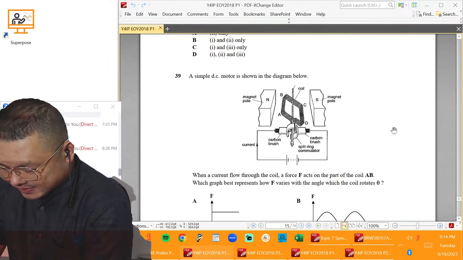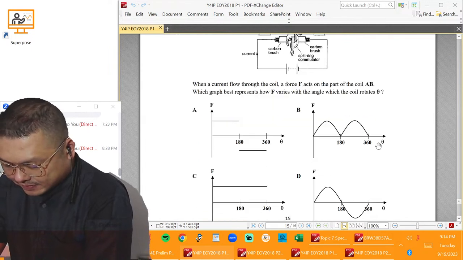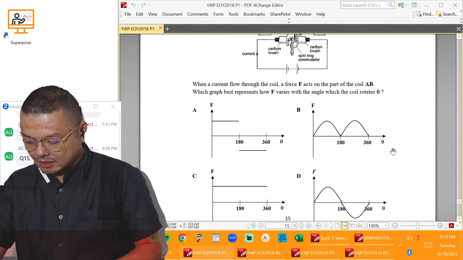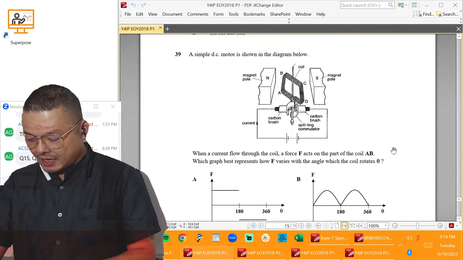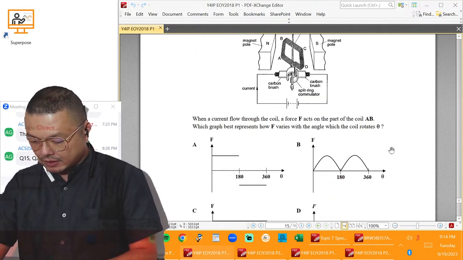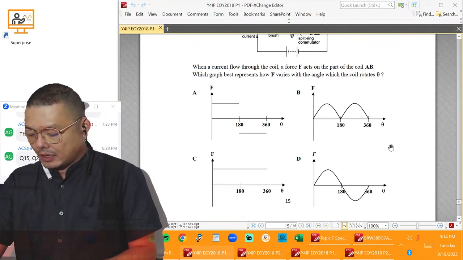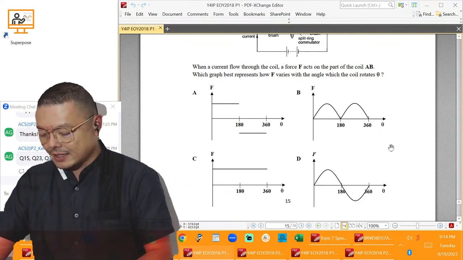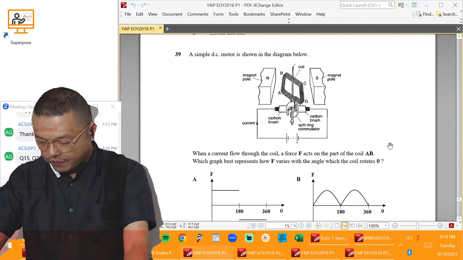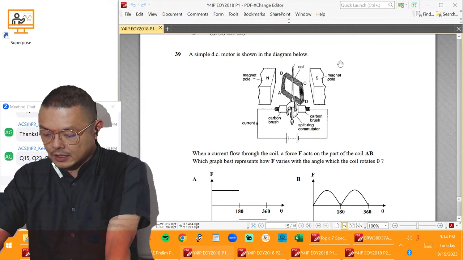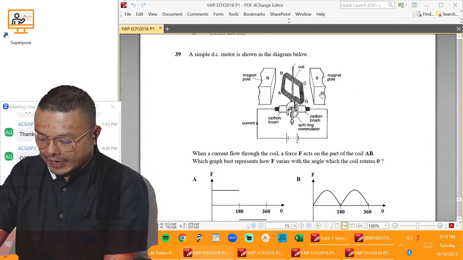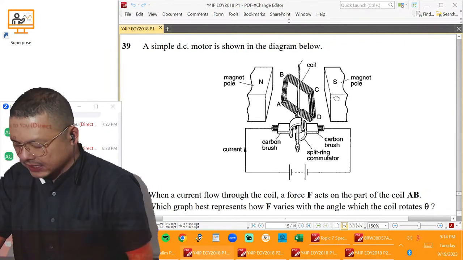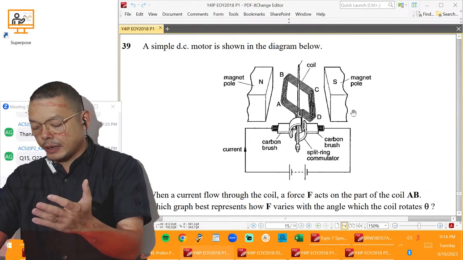39. What's this? Right, this is an extremely unfair question. Yes, I agree. So the answer is either A or C. To me, the answer is either A or C. It's very, very annoying. I don't know why teachers are still harping about this. It's very annoying. Okay, let me ask you this.